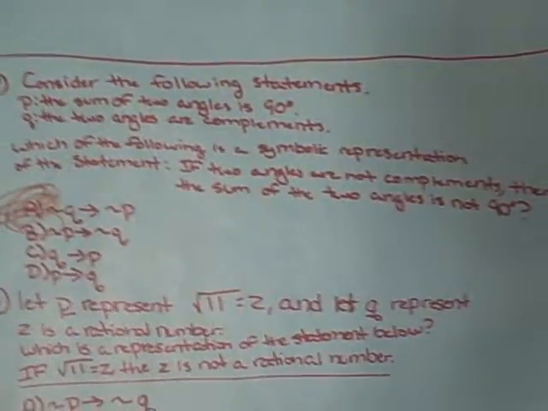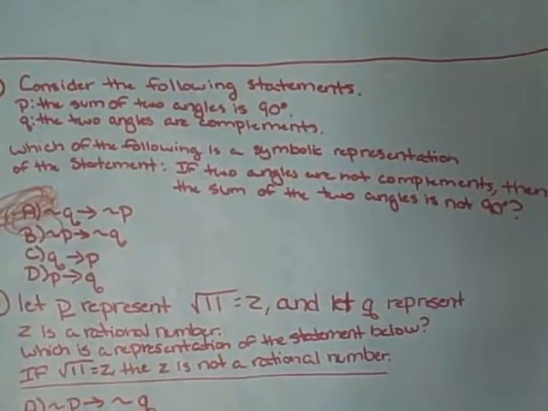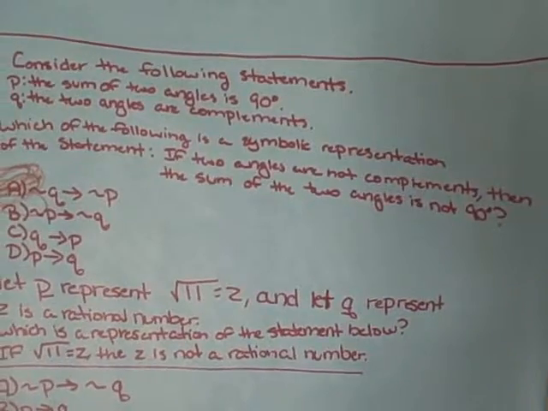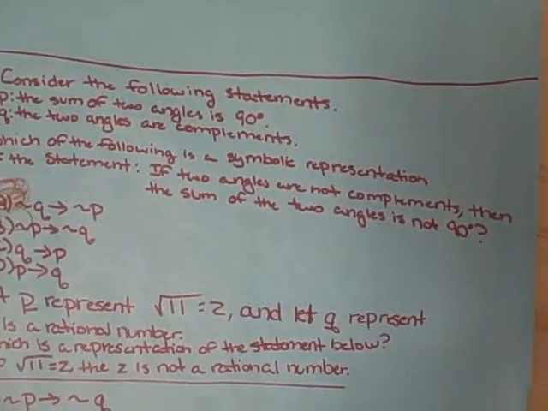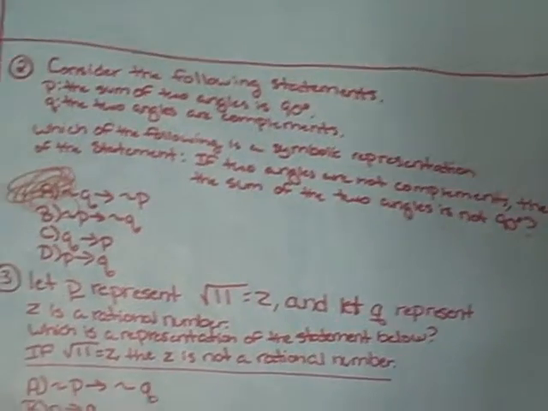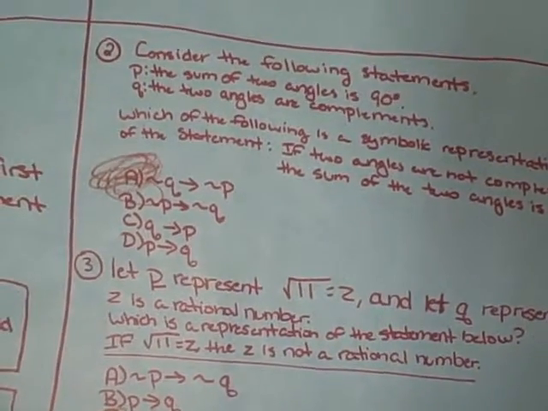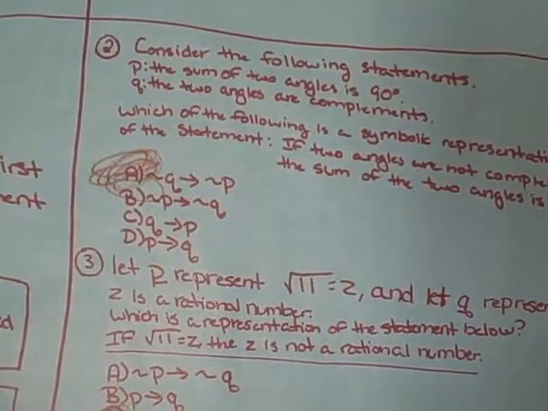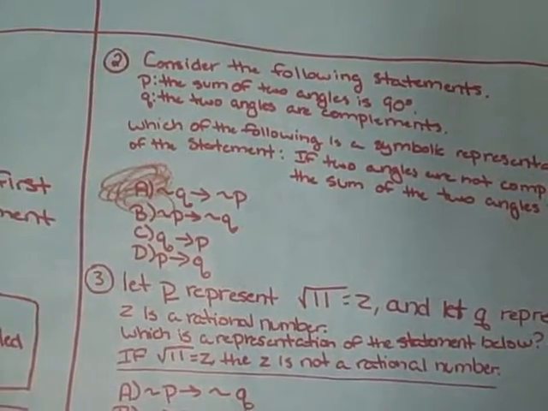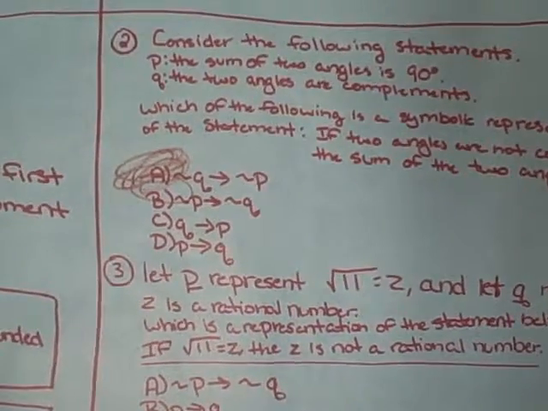Consider the following statements. P, the sum of two angles is 90. Q, the two angles are complements. Which of the following is a symbolic representation of the statement if two angles are not complements, then the sum of the two angles is not 90? A, not Q implies not P, and B, not P implies not Q. C, Q implies P. D, P implies Q. The correct answer is A.